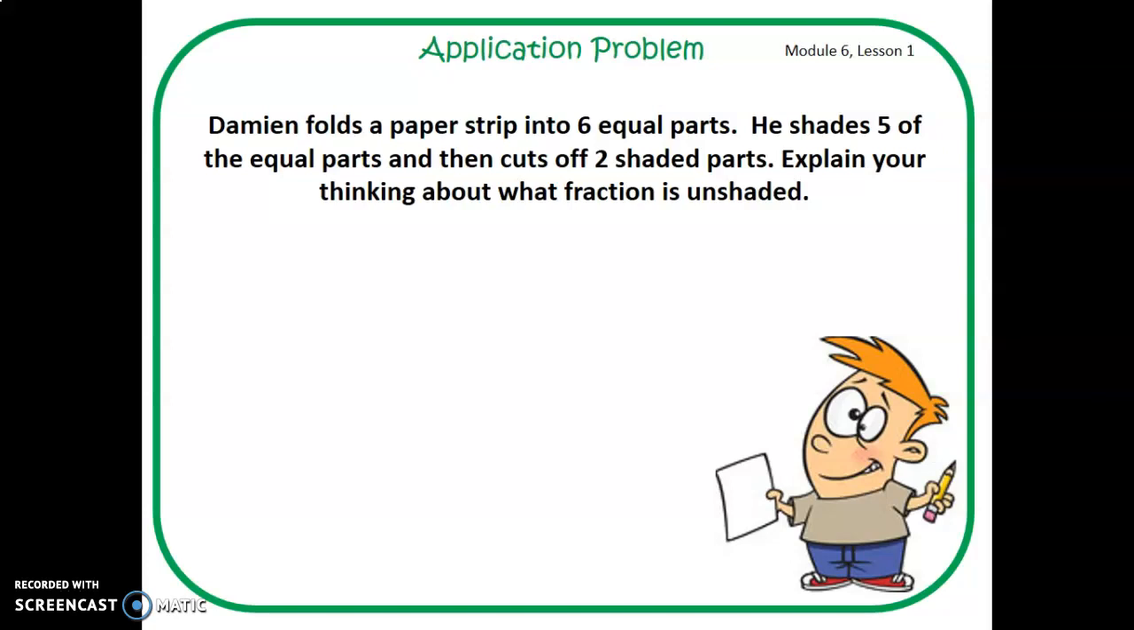Damien folds a paper strip into 6 equal parts. He shades 5 of the equal parts and then cuts off 2 shaded parts. Explain your thinking about what fraction is unshaded. That sounds like a tough one. You're going to have to draw that one out. When you're finished with this, move on to your problem set and then move on to your exit ticket.